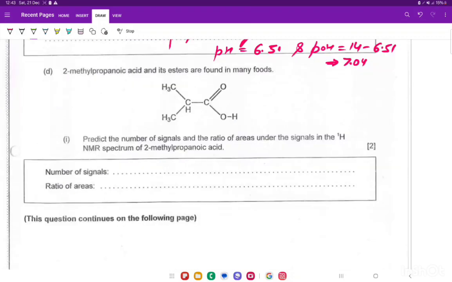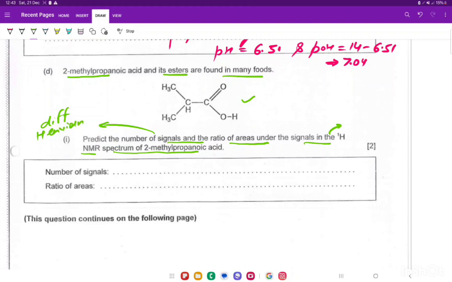Now the next question is, 2-methyl propanoic acid and its ester are found in many foods. This is 2-methyl propanoic acid. Predict the number of signals and the ratio of area under the signals in the H1 NMR, hydrogen NMR spectrum of 2-methyl propanoic acid. Now in the HNMR spectrum, the number of signals depends on the number of different hydrogen environments. In this, both CH3 groups are in the same environment, so this will produce one line.